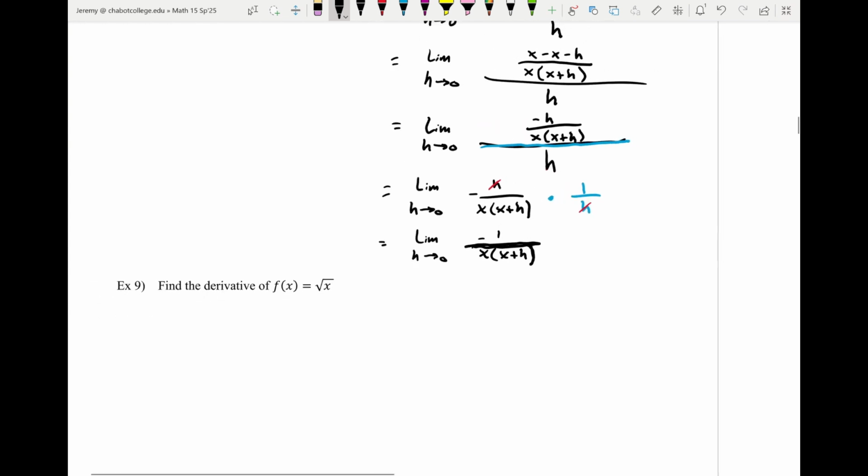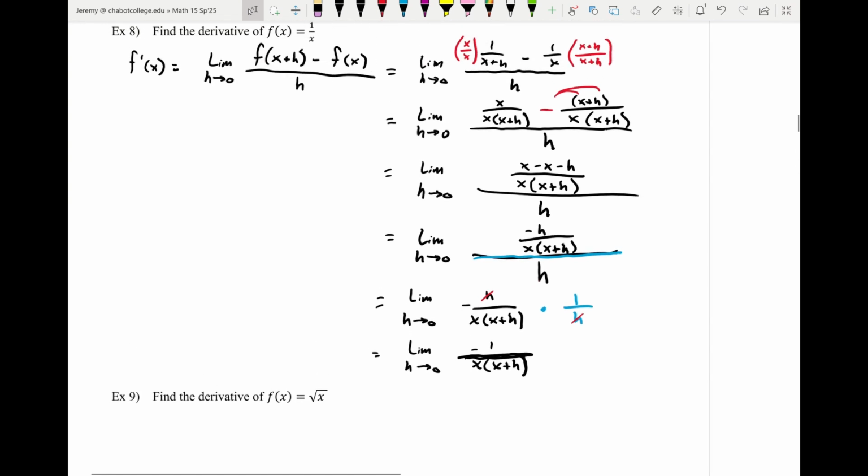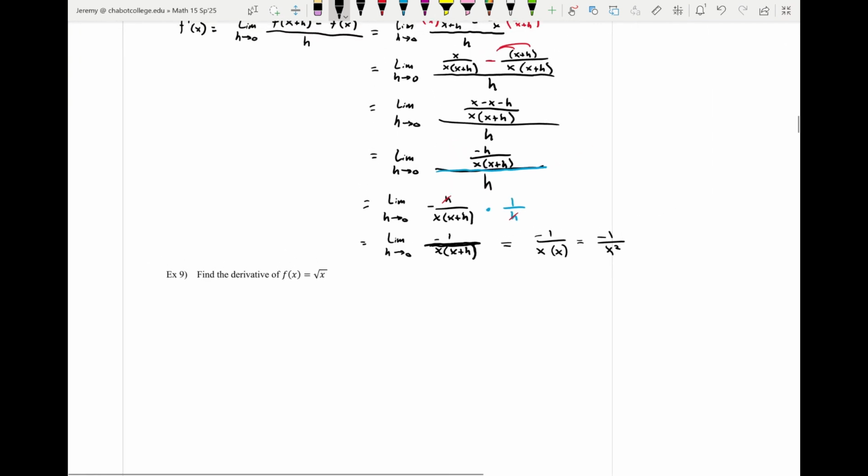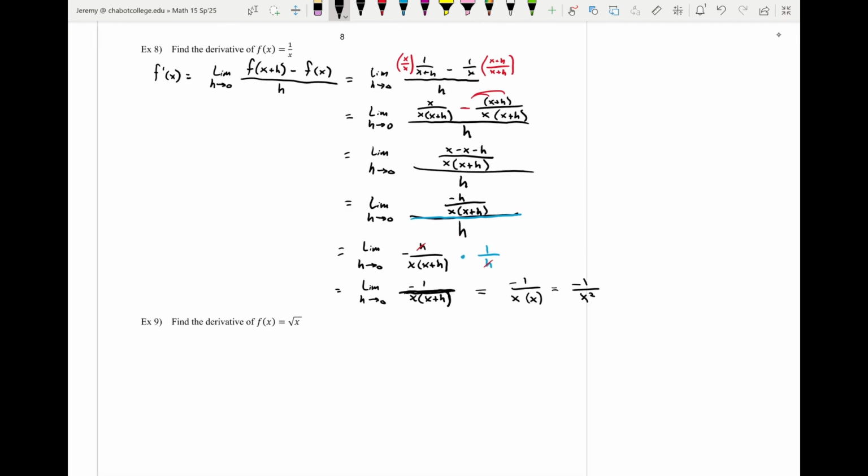And this is where I find out if my approach here was effective. Can I let h go to 0 without getting a 0 on the denominator or anything weird like that? Yes, I can. I can let h go to 0, and this just becomes negative 1 over x times x plus 0. So just x times x in the denominator. So negative 1 over x squared. So my derivative, I'll write my answer up here. F prime of x is equal to negative 1 over x squared.